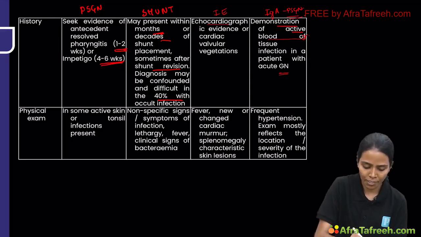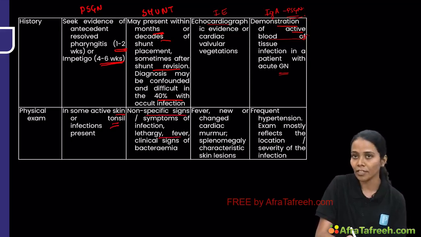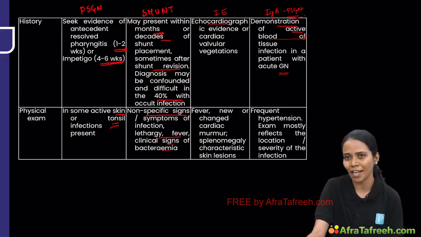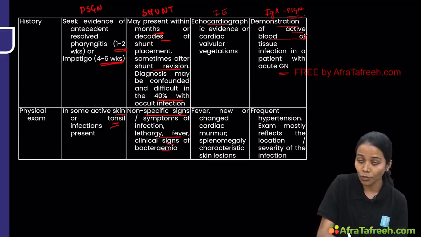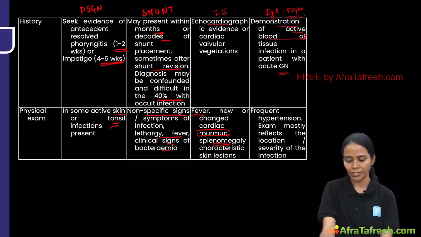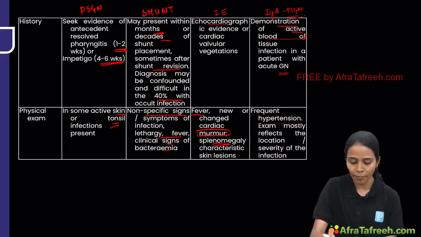Physical examination in PSGN, some active skin or tonsil lesions can be present. In shunt, it's going to be non-specific signs or symptoms like lethargy, fever, clinical signs of bacteremia. Like we discussed, there are going to be features like some joint pain, rashes, arthralgia. They're going to come with that. In infective endocarditis, they're going to have fever. When you examine, there can be new or changed cardiac murmur, splenomegaly, and the characteristic skin lesions like JNV lesions. In IgA dominant, there's going to be frequent hypertension, and examination will show you some infection.